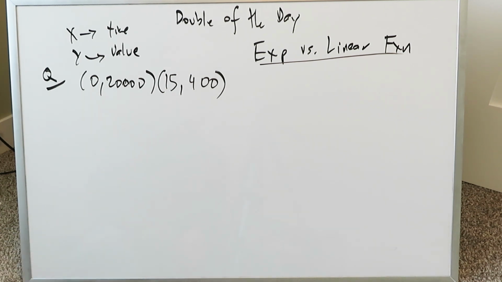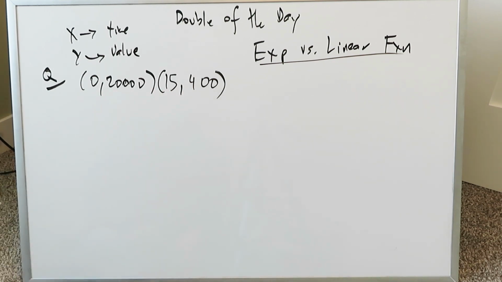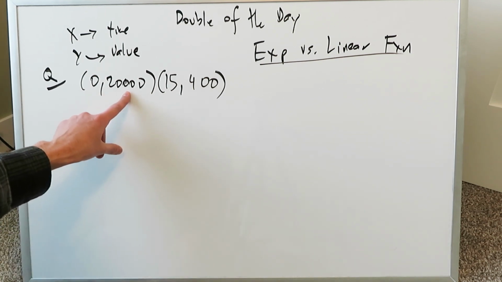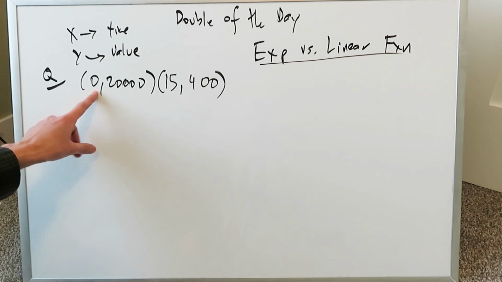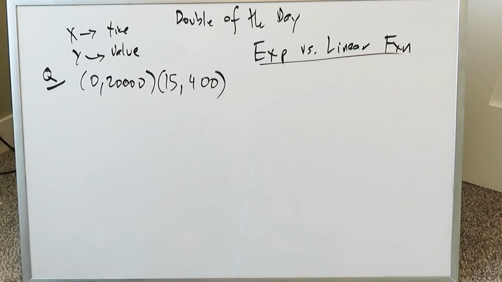We have a coordinate pair over here, (0, 20,000) and (15, 400). The x-axis value here represents time in years. The y-axis value represents the value. This is indicating the price of a brand new car, the first time you buy it, which is time 0 because no time has elapsed. And 15 years later, the value of that car has depreciated quite a bit to $400.